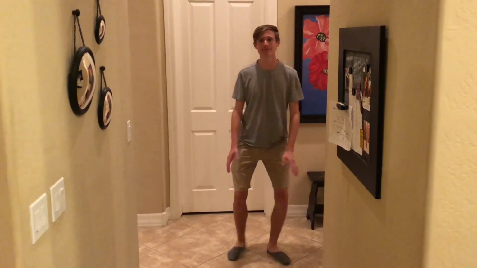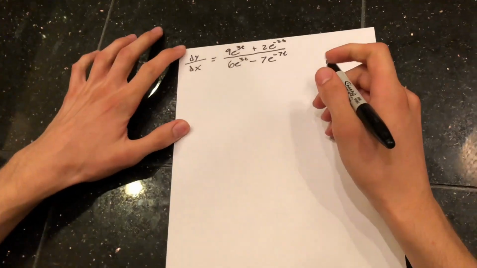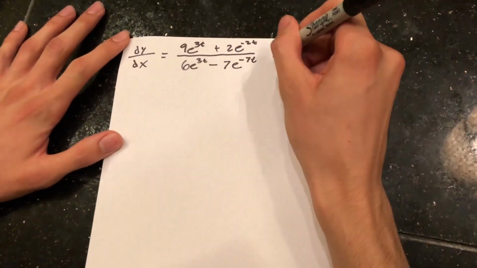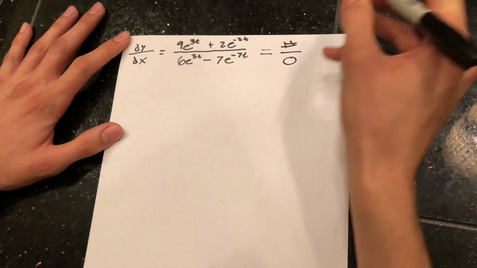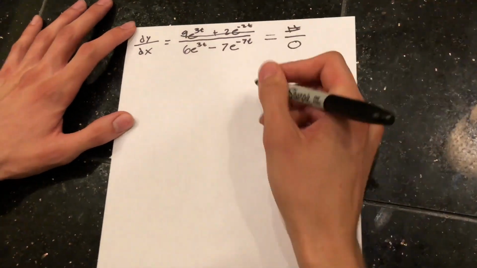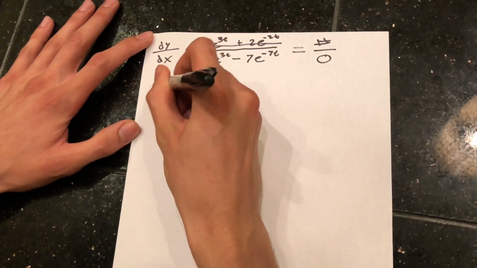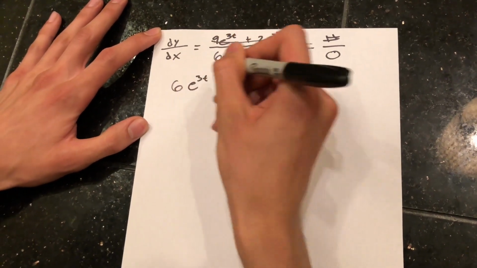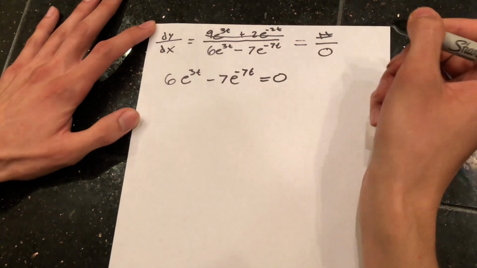And for our last part, we're joined by our friend Brendan. So now that we know we don't have any horizontal tangents, maybe there's still verticals. Okay, so vertical tangent lines have to do with when the bottom of this is 0. So we can ignore the top part of this equation. So if you want to know when it's equal to 0, you just take the bottom, set it equal to 0, and solve.